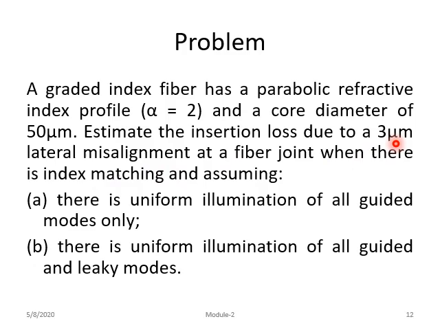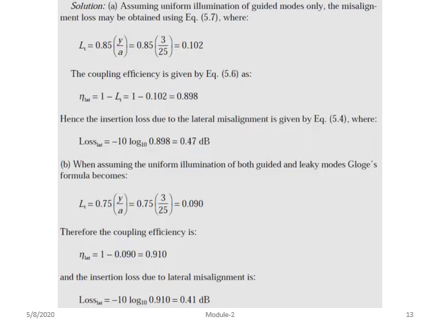So y is equal to 3 micrometer at fiber joint with index matching, assuming there is uniform illumination of all guided modes, and also uniform illumination of all guided and leaky modes. So there are leaky modes with respect to the uniform modes. So the solution for this, there are two cases. Let us take the first case, the leaky mode we will consider later.